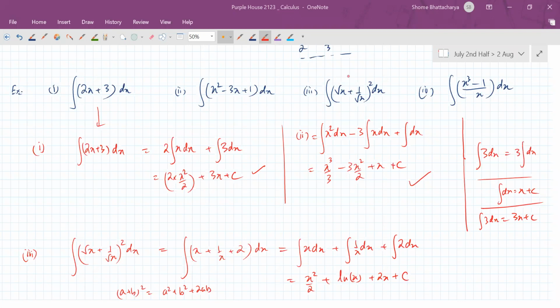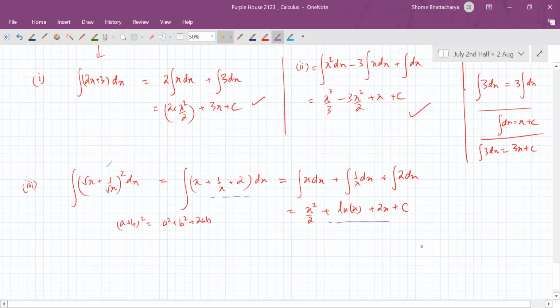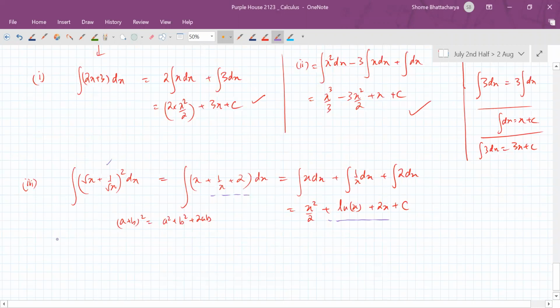And as I said, you can always quickly verify your answer yourself. Just mentally differentiate this and see whether you get this term or not. When you differentiate this, you'll get the answer in this form. But then this is equivalent to this only. So third one's answer is this, final: x square by 2 plus natural log of x plus 2x plus c. Now, of course, it doesn't matter what order.